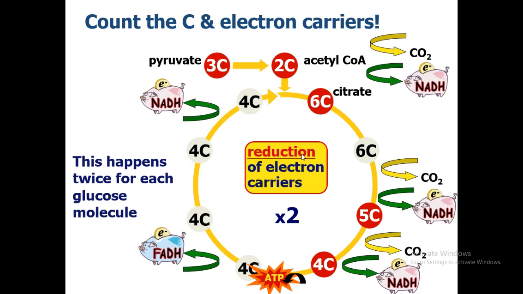Sige, so dire matiman-an na to kung pila ka carbon. So pyruvate has 3 carbon, acetyl-CoA has 2 carbon atoms, citrate has 6 carbon atoms, isocitrate has 6 carbon atoms, alpha-ketoglutarate has 5 carbon atoms. Succinyl-CoA has 4 carbon atoms, succinate has 4 carbon atoms, fumarate has 4 carbon atoms, malate has 4 carbon atoms, and finally, oxaloacetate has 4 carbon atoms.